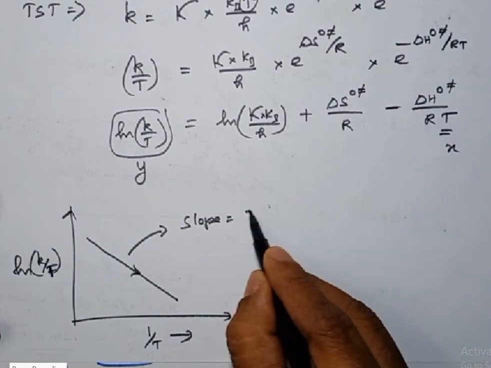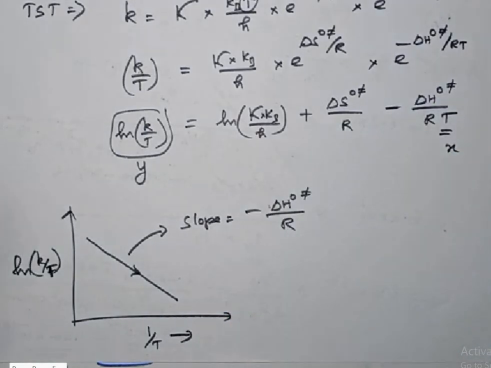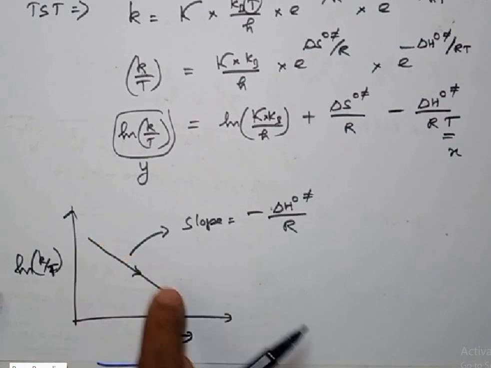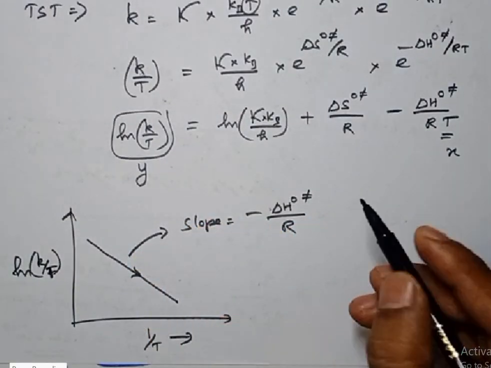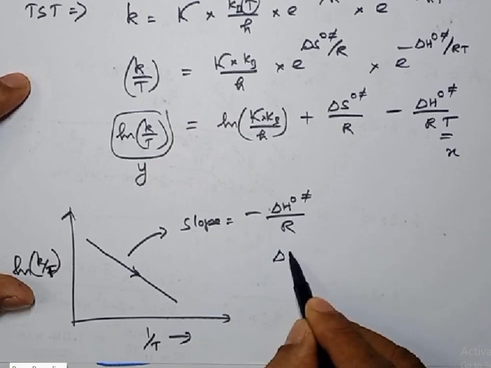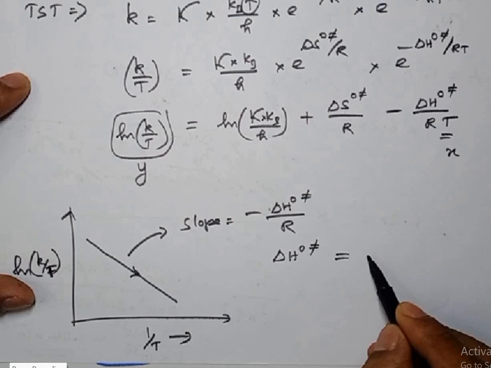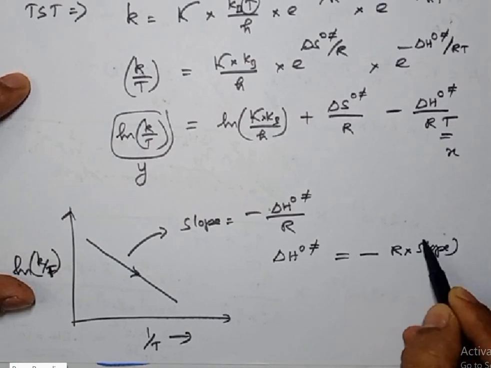Slope is equal to minus delta H naught double dagger by R. So if you plot ln K by T versus 1 by T, you will get a straight line. From the straight line, you can find the slope. So experimentally, from the slope, you bring this R here, minus here. So what is delta H naught double dagger? Delta H naught double dagger is equal to minus R into the value of slope.